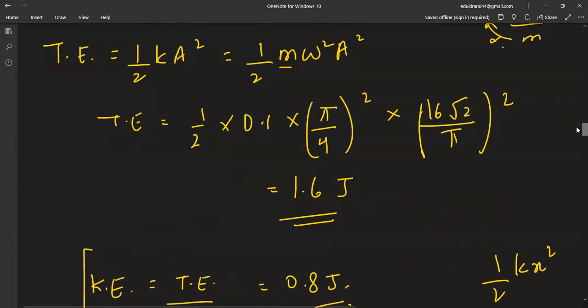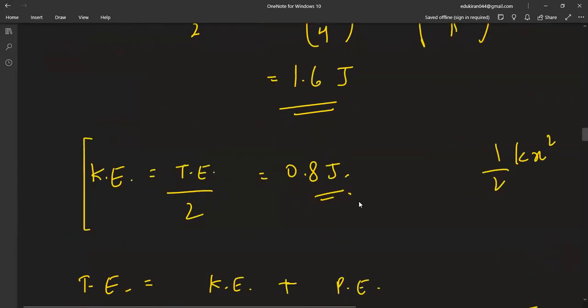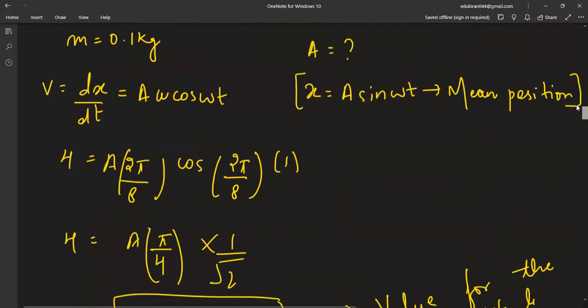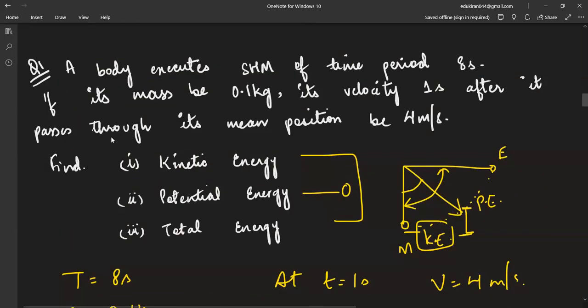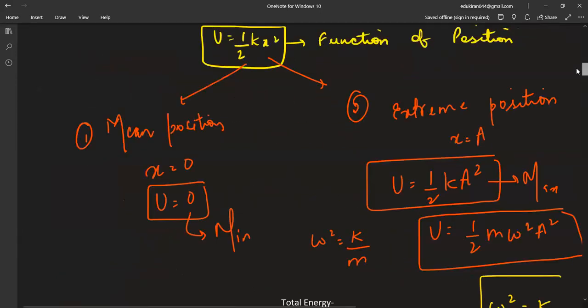Total energy is this. You can also go by the formula, right? You can go by the formula. It's just that these things are usually not written like this. It's written whether it's at the mean position or extreme position, or if it's at a certain position, then the value of x has to be given. If you know the value of x, you will be able to solve the question by the formula, right?